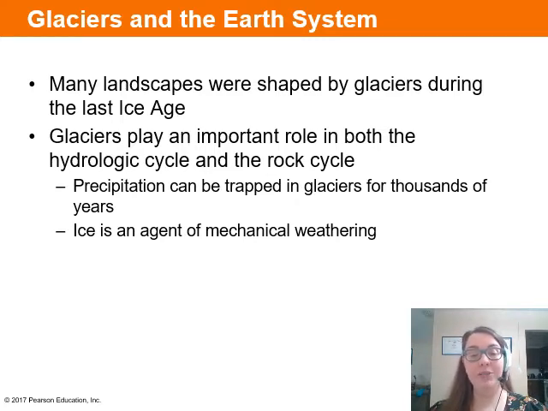But we see that glaciers are also really important when it comes to weathering. Just a reminder that weathering is when we're breaking down rocks along the surface of the earth. And we see that ice is really good at mechanically weathering, or breaking down, rocks along the surface. We'll get into this some more as we go.